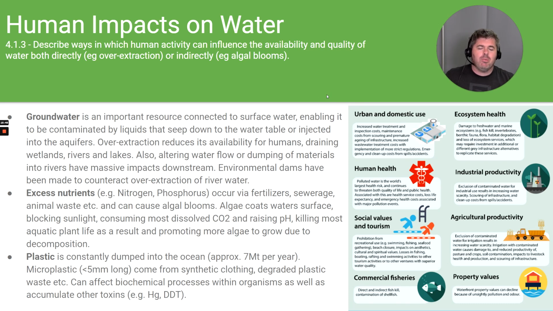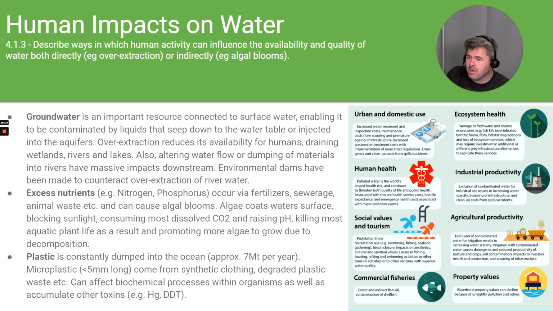Describe ways in which human activity can influence the availability and quality of water both directly or indirectly. Now, for the most part, when we consider our impact on nature, many of us think of the direct impact. So I've cut down a tree. That means that little koala has nowhere to live. Okay? But more often than not, the indirect impacts that we have are much more complex and further reaching.